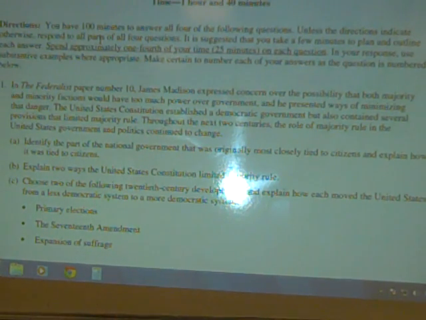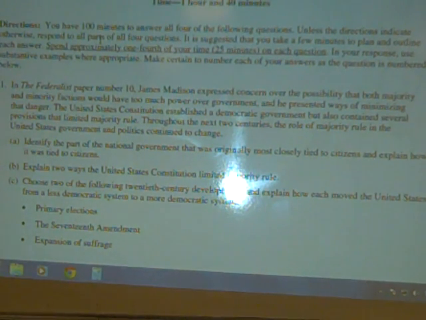The 17th Amendment, one of the ones I tell you to know, we've already explained how it made things more democratic. It made the Senate popularly elected instead of chosen by the state legislatures. More election by the people is more democratic. There we go, I just tied it back.